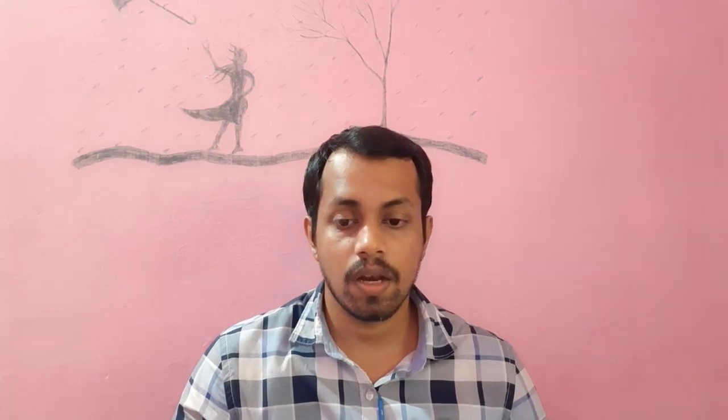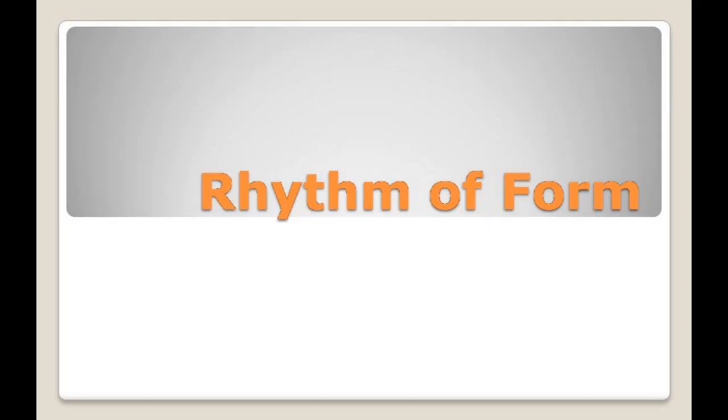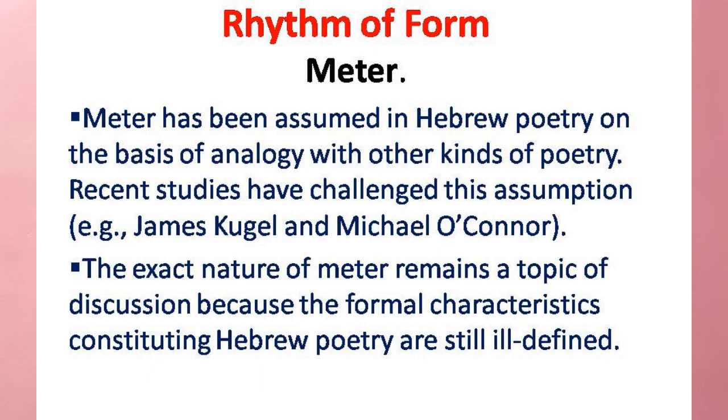So now we have seen the rhythm of thought and the rhythm of sound in Hebrew poetry by seeing the different figures of speech. Now we have to look at the rhythm of form in Hebrew poetry. The first idea in the rhythm of form is meter. What is meter? Meter is the basic rhythmic form of a line in Hebrew poetry. Meter has been assumed in Hebrew poetry, on the basis of analogy with other kinds of poetry. Recent studies have challenged this assumption. The exact nature of the meter remains a topic of discussion.